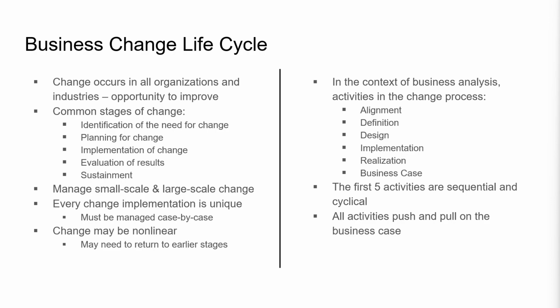to be most successful. When viewed through the lens of business analysis, there are 6 activities within the change process: alignment, definition, design, implementation, realization, and the business case. The first 5 activities are sequential and cyclical, continuously repeating and building on the outcome of the previous activity. Each of these activities push and pull on the business case, testing for validation in some cases, and modifying the business case when the justification arises.